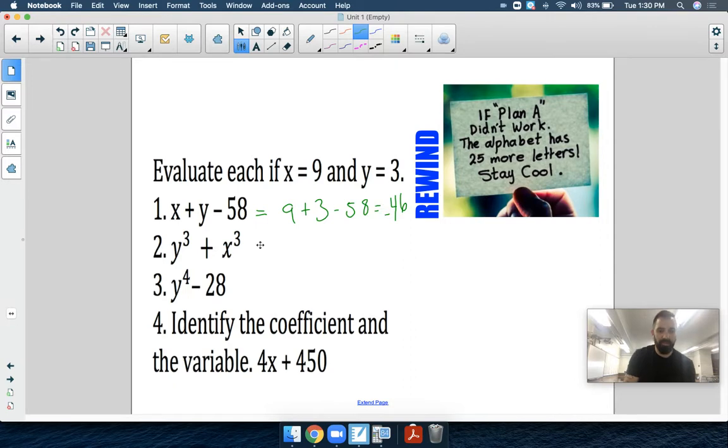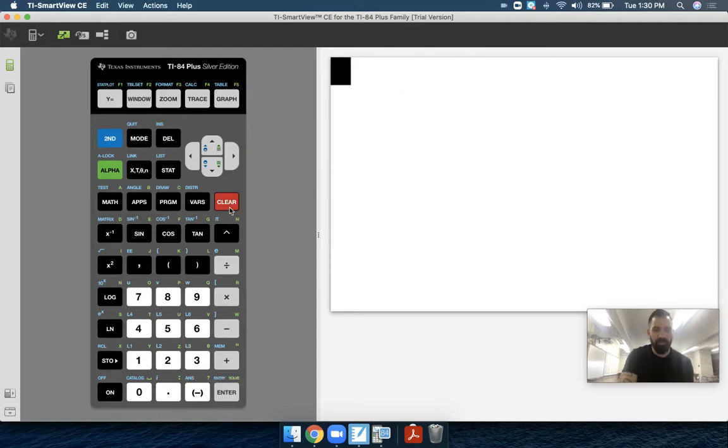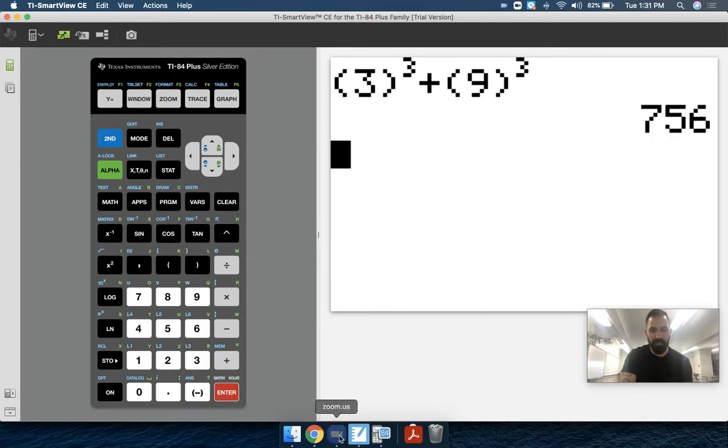I'm going to do one more. Well, let's do all of them. Y to the third power, or y cubed, plus x cubed. Y cubed is 3 cubed, let me put that in parentheses, plus x cubed, which is 9 cubed. This is a great one for a calculator because 9 cubed is a really big number. Let's clear that out first. Remember, parentheses are important. 3 cubed, 3 to the third power, and we are going to add to that 9 to the third power. And enter, big number, 756.